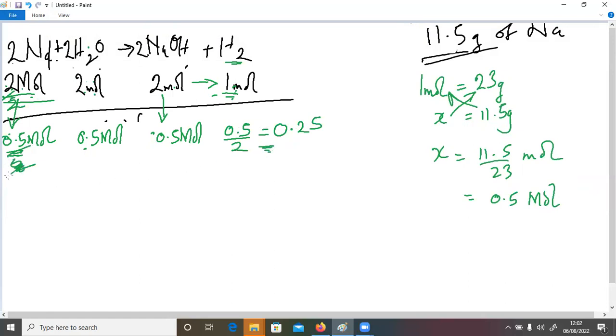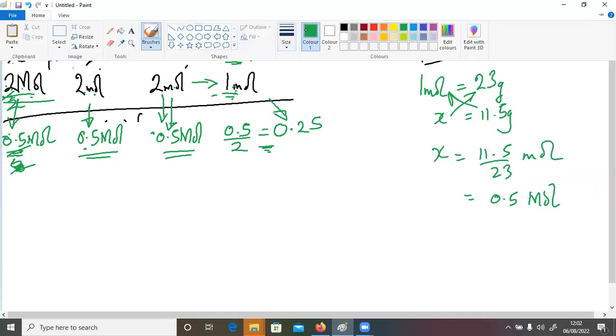Okay. Right. So I know that my reaction will consume 0.5 moles of water and it will produce 0.5 moles of sodium hydroxide and it will produce 0.25 moles of hydrogen gas, which tells me how many grams of water I am going to use.